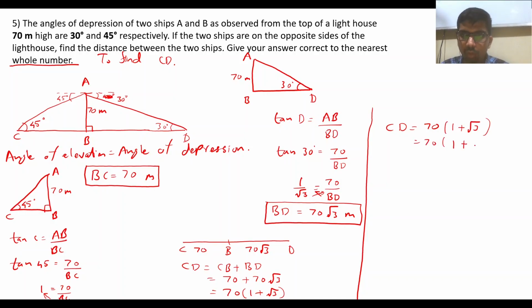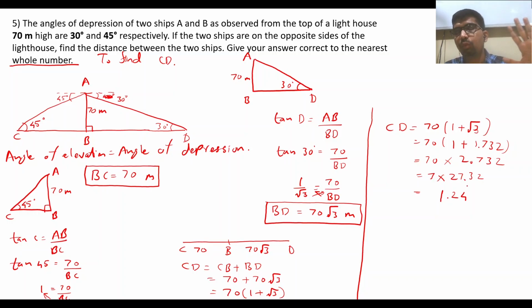What is the value of root 3? 1.732. So how much will it become? 70 into 2.732. Directly add. Shift the decimal. 7 into 27.32. 7 2 is 14, carry 1. 7 3 is 21 plus 1, 22, carry 2, decimal will come. 7 7 is 49 plus 2, 51, carry 5. 7 2 is 14, 14 plus 5, 19. So 191.